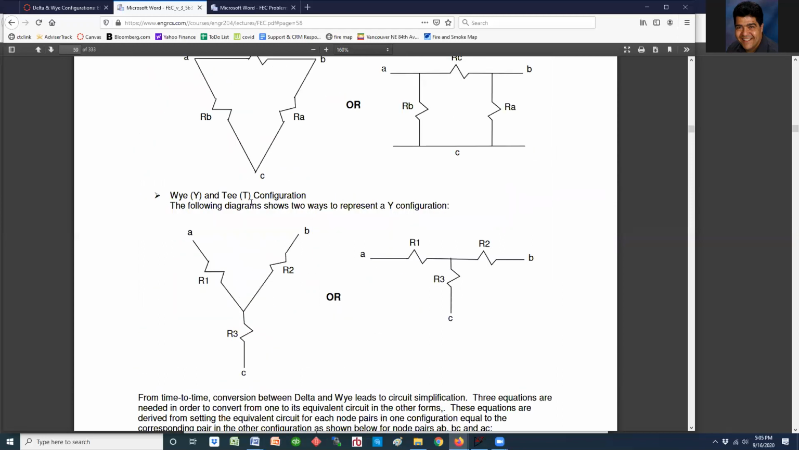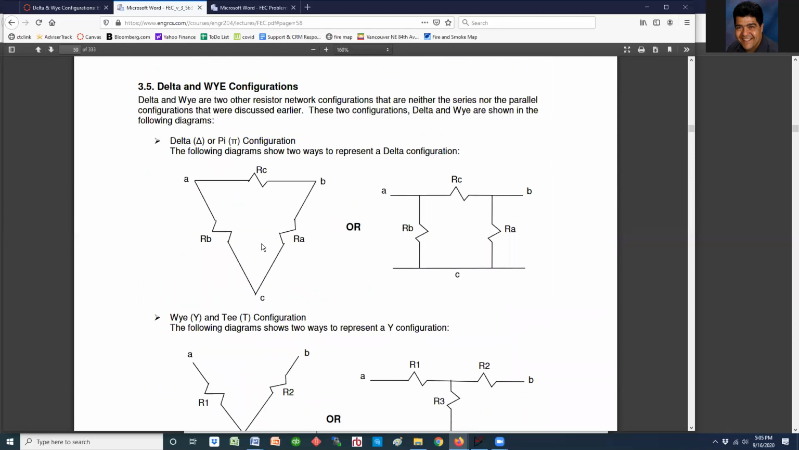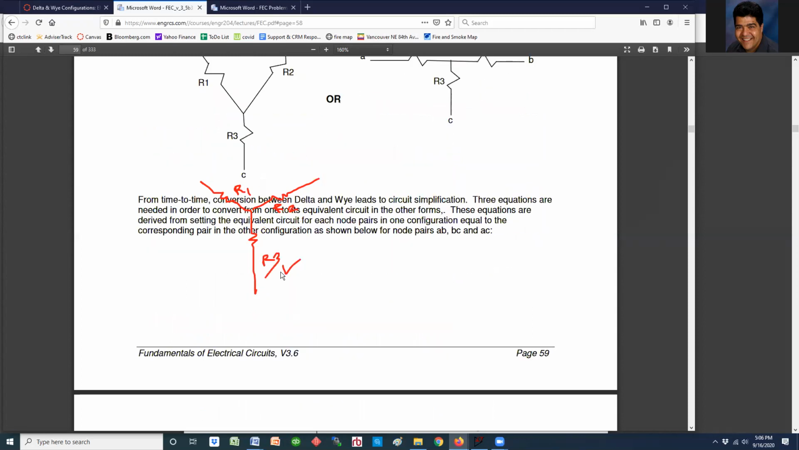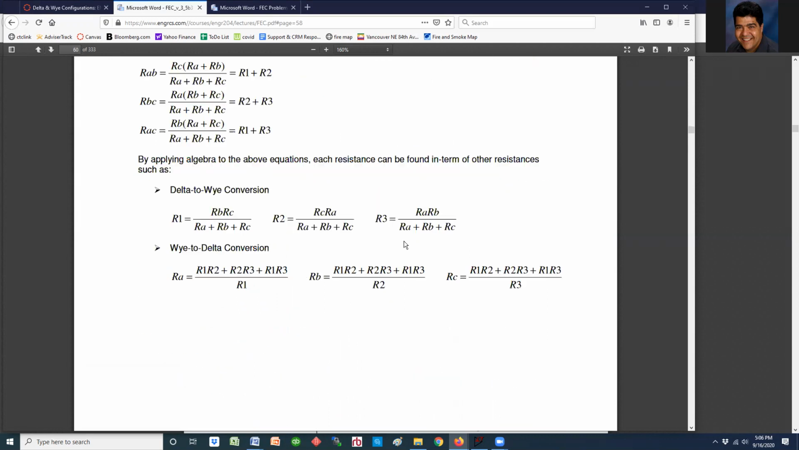So basically what we're saying is that you can literally take this one and replace it with something that looks like this. And as we talked about before, you better call this one R1, otherwise you get a wrong answer. You better call this one R2, and you better call this one R3. Okay, and so obviously you can use these equations down here to make the conversion.